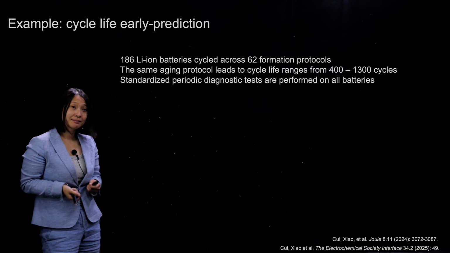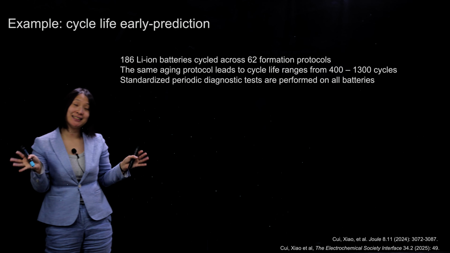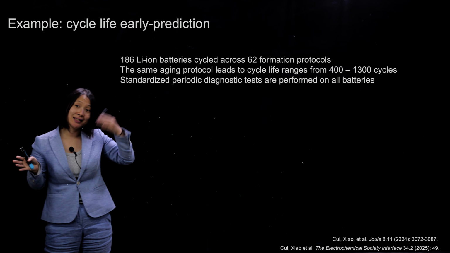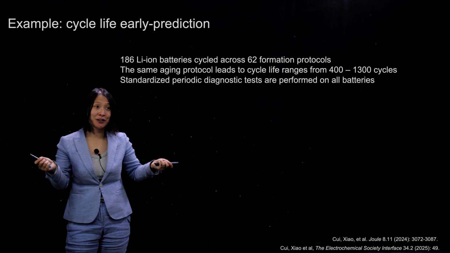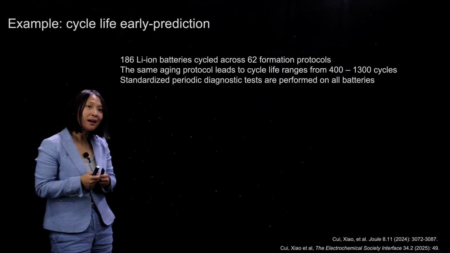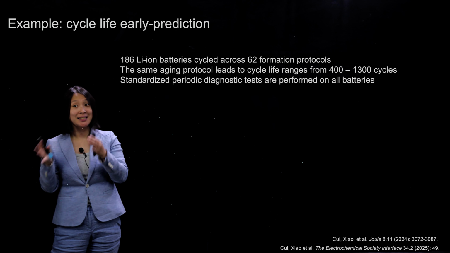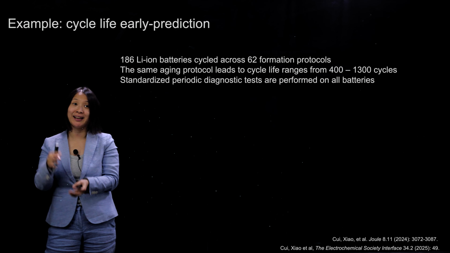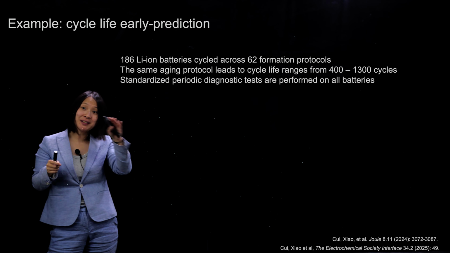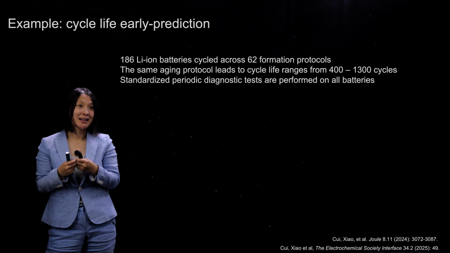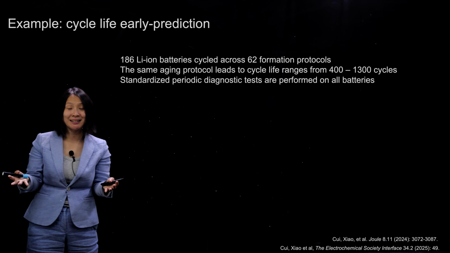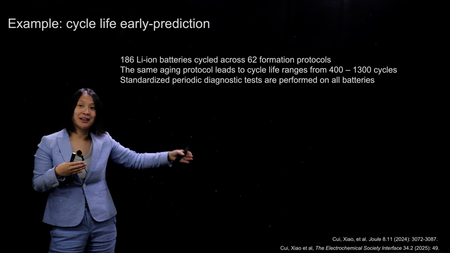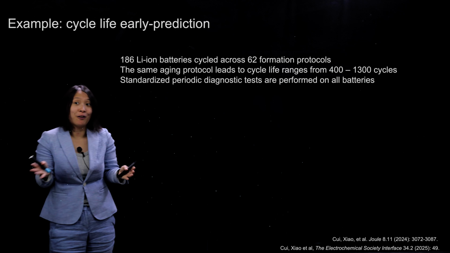Imagine we have over 180 lithium-ion batteries, cycled across 62 different formation protocols. Formation is the last step of battery manufacturing, and it is the first time after a battery is assembled that we have current and voltage passing through it. Battery formation is very important because we want to make sure the batteries going out of manufacturing are of high quality.